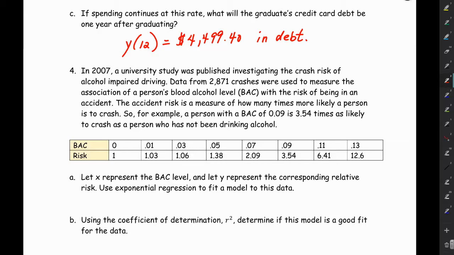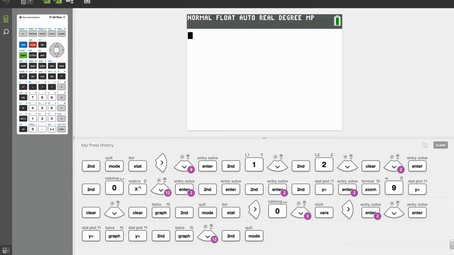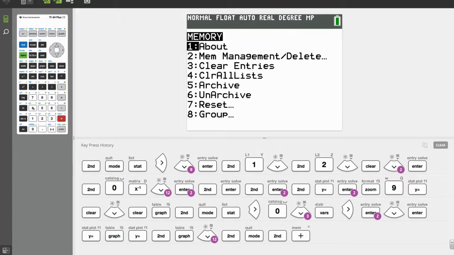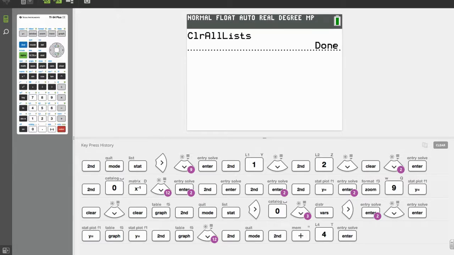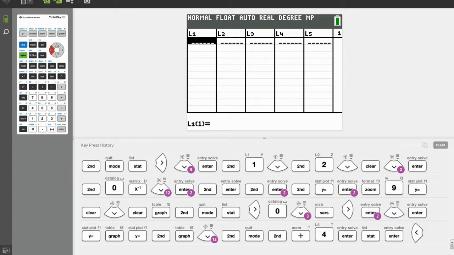So it says let X represent our BAC level and Y will represent the corresponding risk. Use exponential regression to fit a model to this data. All right, so we'll go back to our calculator. We're going to quit out of here, and we're going to clear all our lists. Second plus sign, number 4. We go to stat, we go to edit, and we're going to enter our data into our lists.